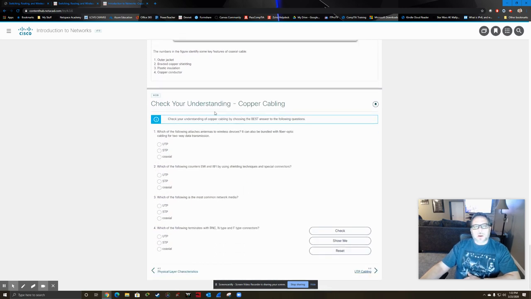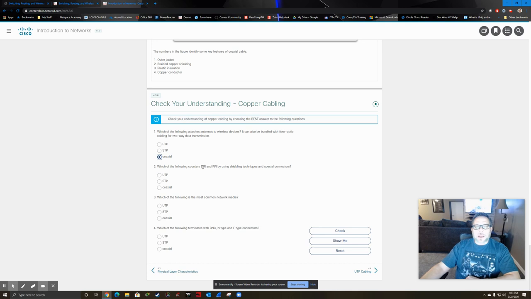So let's have a go at our check your understanding on copper cabling. Which of the following attaches antenna to wireless devices? It can also be bundled with fiber optic cabling for two-way data transmission. So for most antenna that you connect to a wireless device, it's going to use typically a coaxial connection, either an F-type or a BNC.